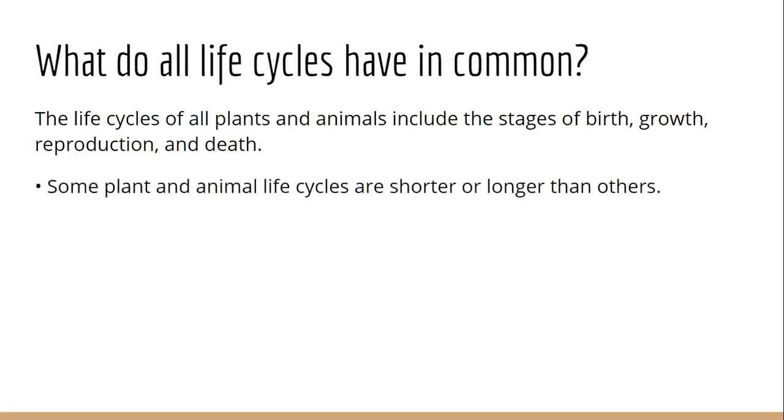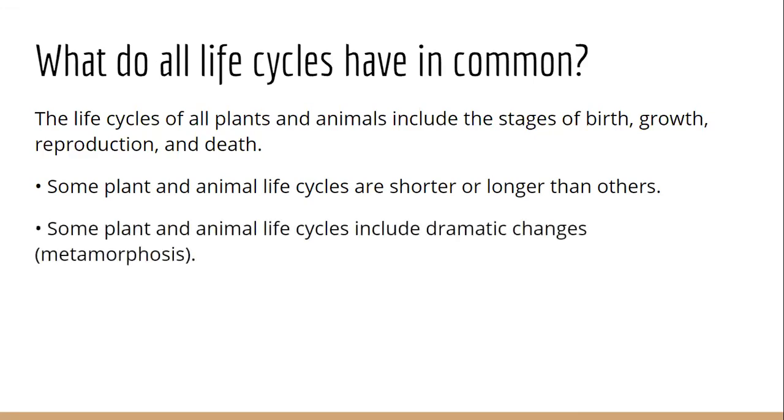Some plant and animal life cycles are shorter or longer than others. Some plant and animal life cycles include dramatic changes, like we learned about butterflies. They grow through metamorphosis. They start as eggs, they turn into caterpillars, and then they go in the chrysalis to become a butterfly. That is a huge difference. And that process is called metamorphosis.